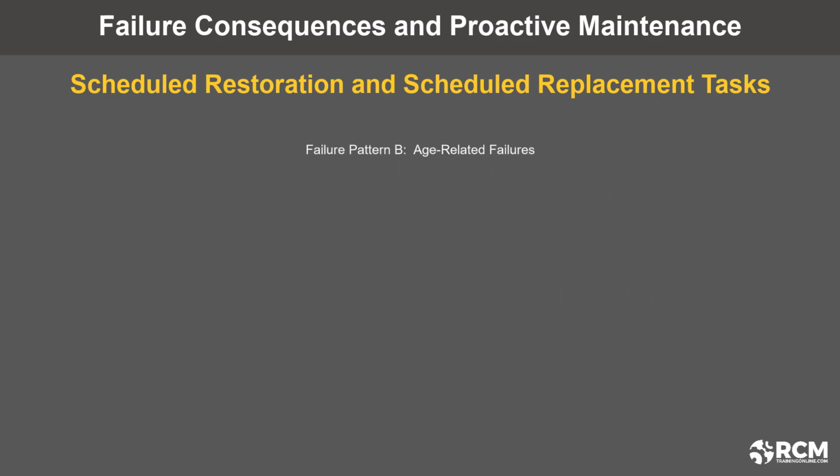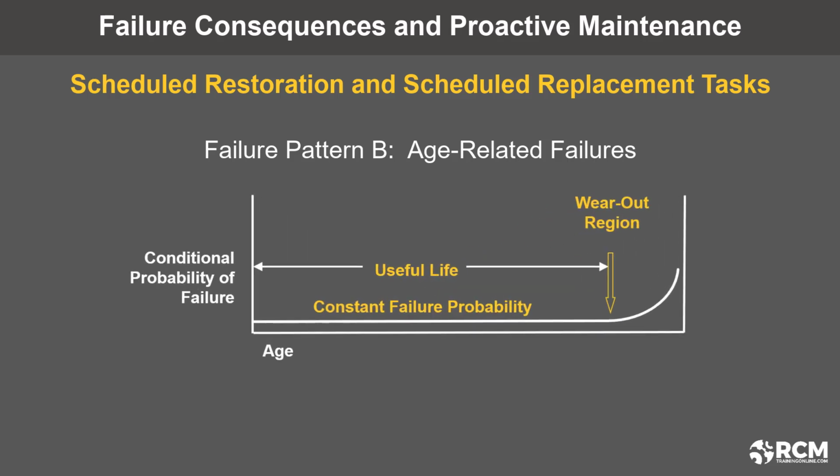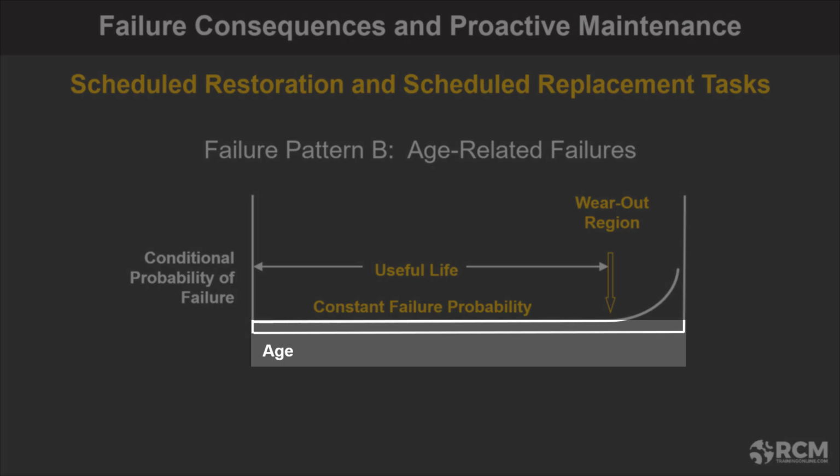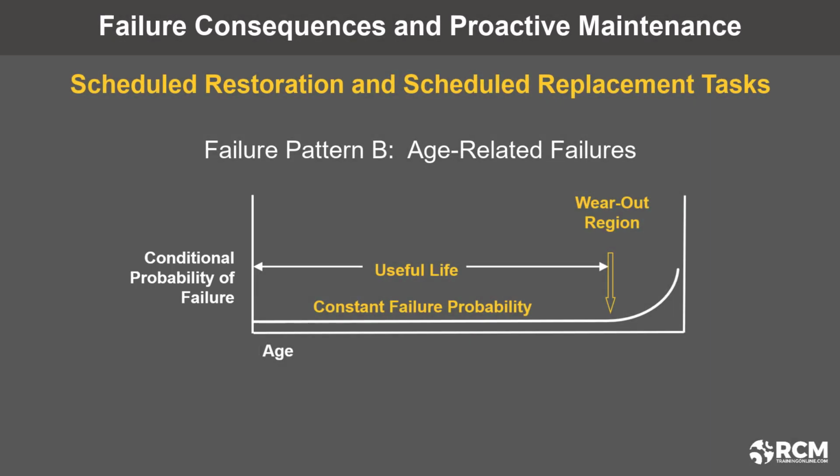Let's take a look at the failure pattern that depicts this, and let's break it down so it's easy to understand. The x-axis is age, which can be expressed in any number of units, such as days, weeks, or operating hours. And the y-axis is the conditional probability of failure. On this failure pattern, you can see that the probability of failure as age increases is constant in this region until it reaches this particular age. And then the probability of failure starts to drastically increase.